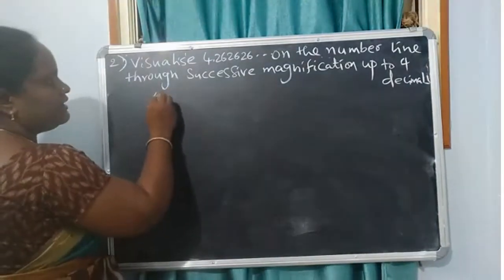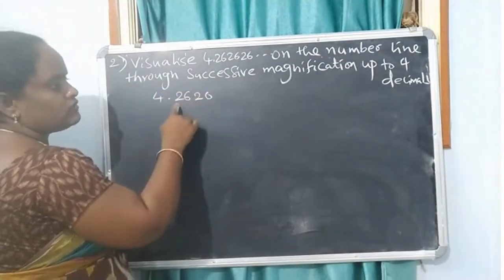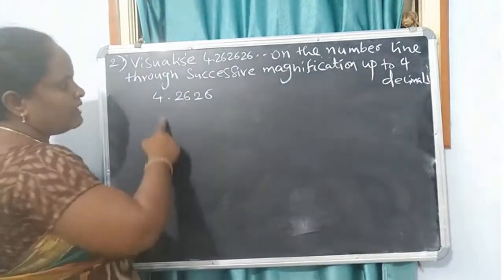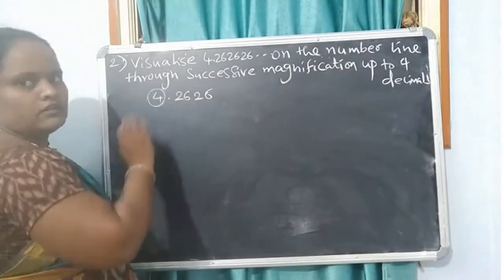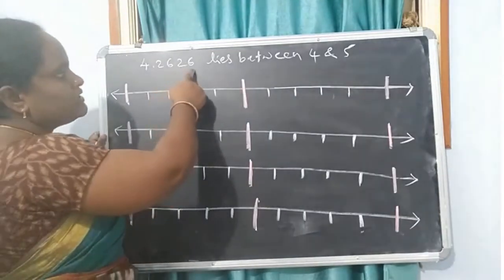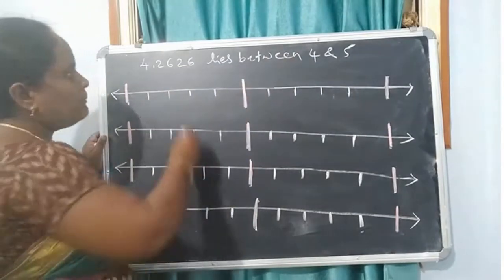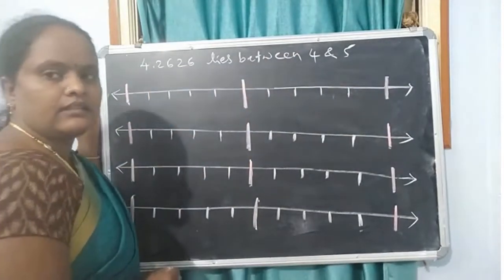So here, up to 4 decimals means 4.2626: 1, 2, 3, 4, four decimal places. Now if we observe, this lies between 4 and the next number, 5. So here 4.2626 lies between 4 and 5. Up to 4 decimal places, they asked us to visualize on the number line.